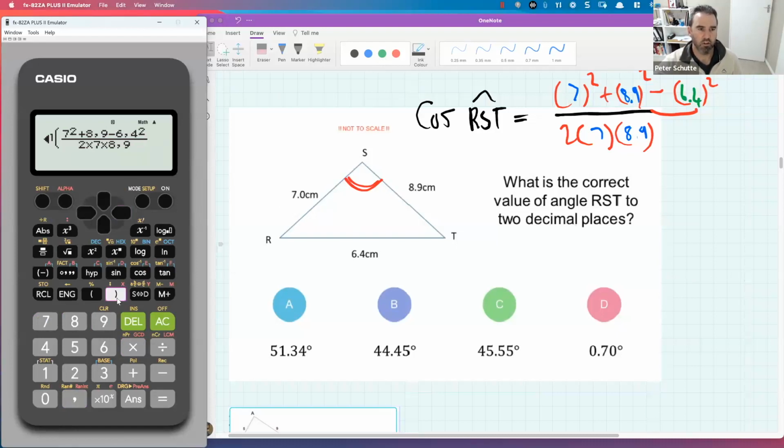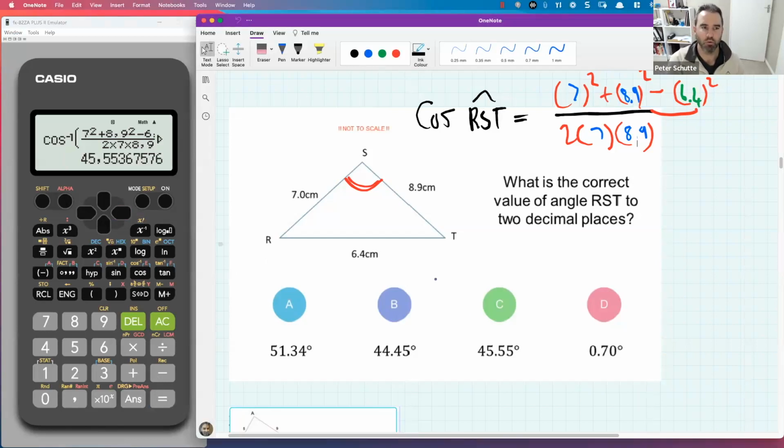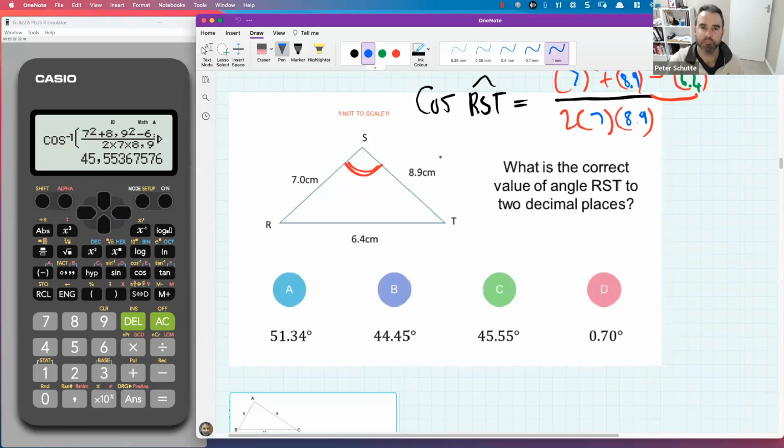Okay, let's see what I get. No, that's not right. Did I make a mistake there? I must have, because that cannot be right. 2, 7 squared plus 8.9. Oh, that's where I made a mistake. Minus 6.4 squared over 2 times 7 times 8.9. Look at that, Ed. It's easy to make a silly calculator mistake. 45.55, which would be C. So that's the correct one.